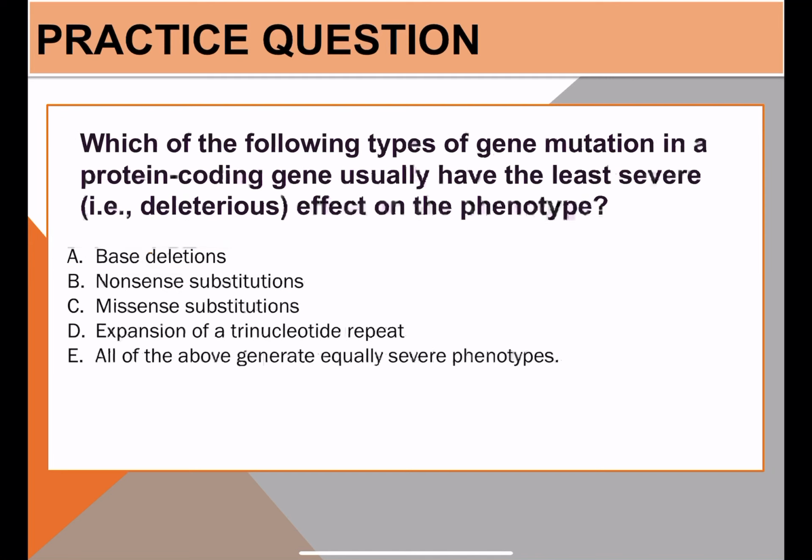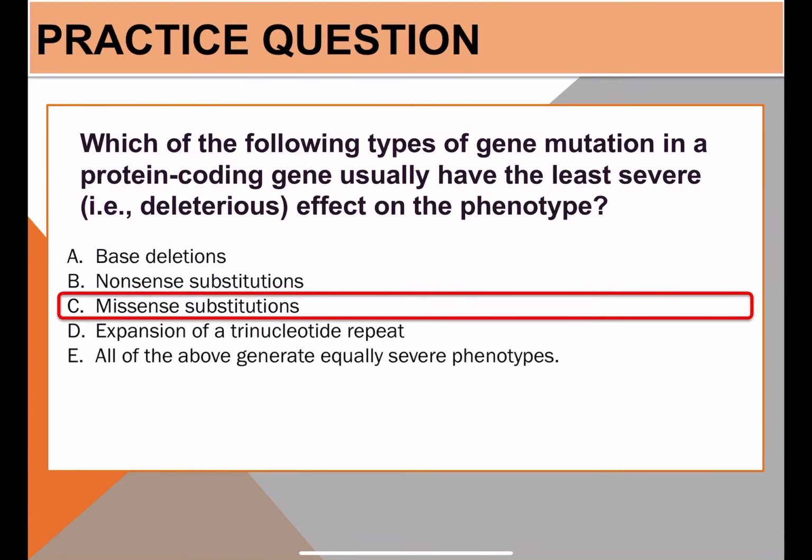Which of the following types of gene mutation in a protein coding gene usually have the least severe or deleterious effect on the phenotype? Least effect, missense mutation. Missense mutation is when you are switching one amino acid with another, but this is not as bad as nonsense mutation. Remember, nonsense mutations are those where you're putting in a stop codon, truncating the protein. Base deletion, if it's a deletion, you're going to cause some frameshift mutation, which is a very severe form too.